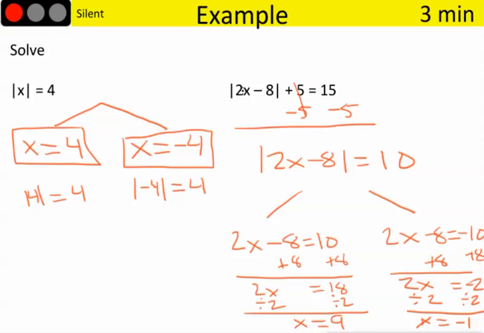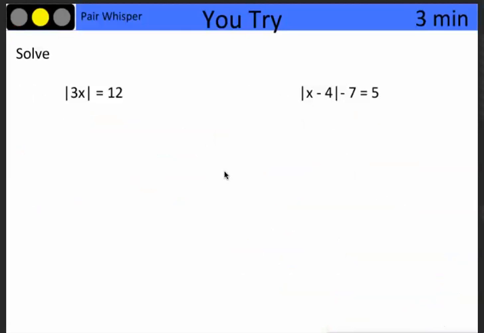2 times 9 is 18, minus 8 is 10. The absolute value of 10 is 10, plus 5 is 15. If x is negative 1, 2 times negative 1 is negative 2. Negative 2 minus 8 is negative 10. The absolute value of negative 10 is 10, and 10 plus 5 is 15 again. So because of this absolute value, either negative 1 or 9 will make this equation true. Try out these two on your own. Pause the video.